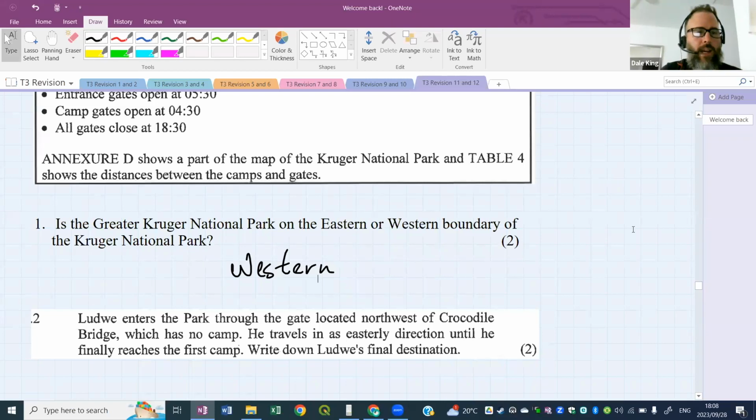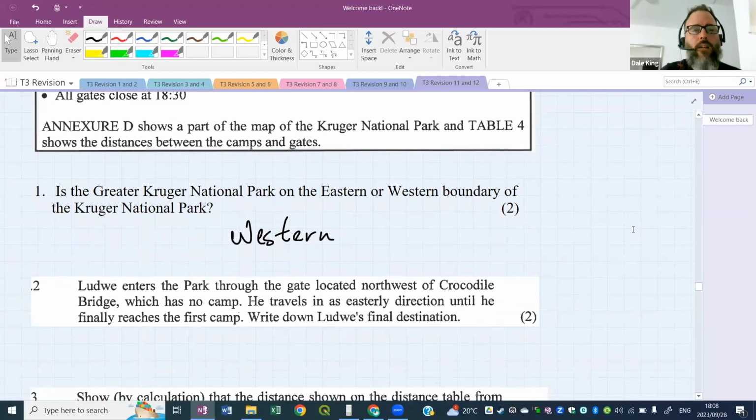Fantastic. Now, Ludwig enters the park through the gate located northwest of the Crocodile Bridge, which has no camp. He travels in an easterly direction until he finally reaches the first camp. Write down the destination that he reaches.